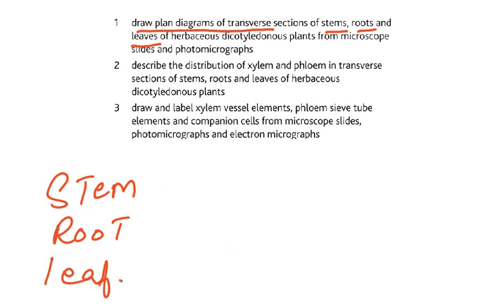Then the next one which can come is plan drawings of stem, roots, and leaves. This is again mentioned here in the syllabus. I'm showing you the syllabus and you must know the syllabus. Describe the distribution of xylem and phloem in transverse section of stem, root, and leaves of herbaceous dicot plants. Draw and label xylem vessel element, phloem sieve tube, and companion cell from microscope slides, photomicrographs, and electron micrographs.